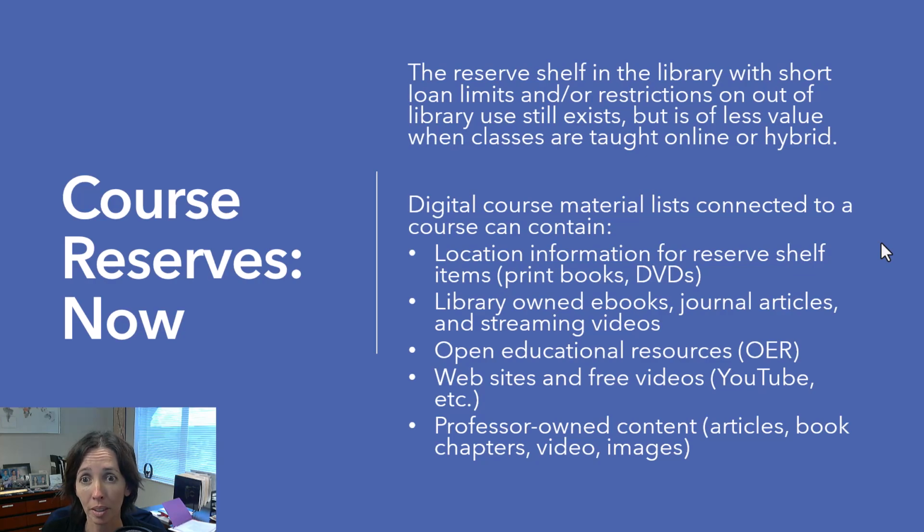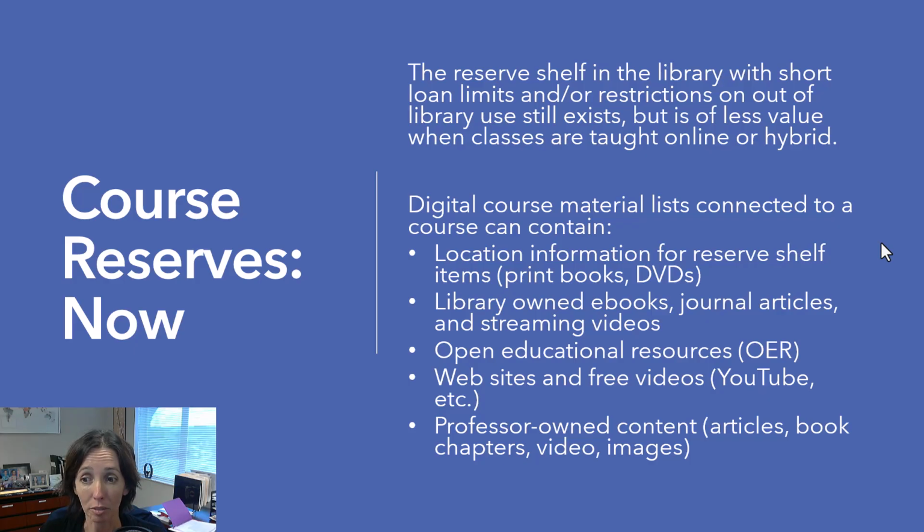That's digital. We now buy a lot of ebooks. So any ebooks that you might be using in a course, and we do have some that are being used as the textbook in the courses, we can put the link to those ebooks from the library's collection in our digital course material list. Journal articles that we have in databases, most of those are digital. We can put those direct links in your course materials lists. You can add OER, so OpenStax textbooks or other OER or websites, YouTube videos. You can put those on your course materials lists.